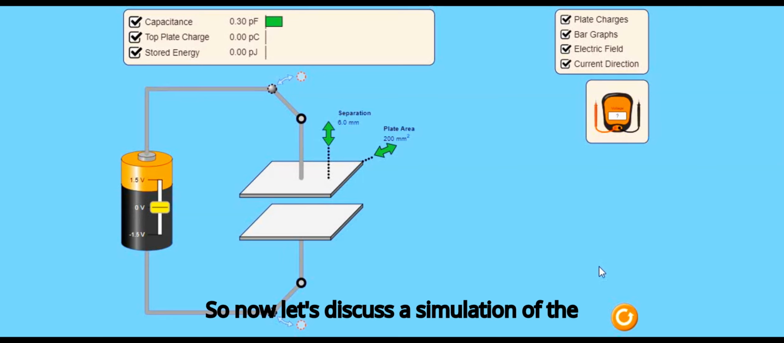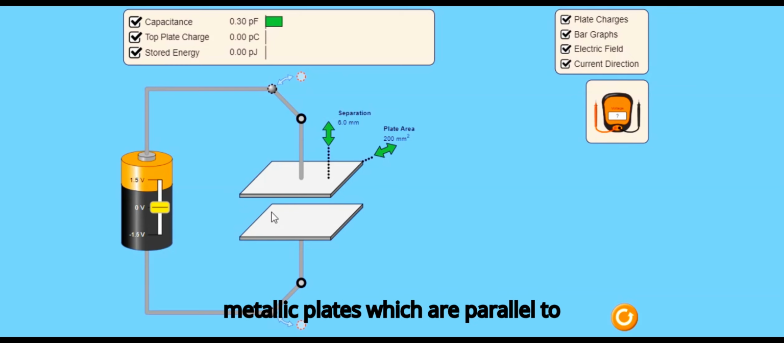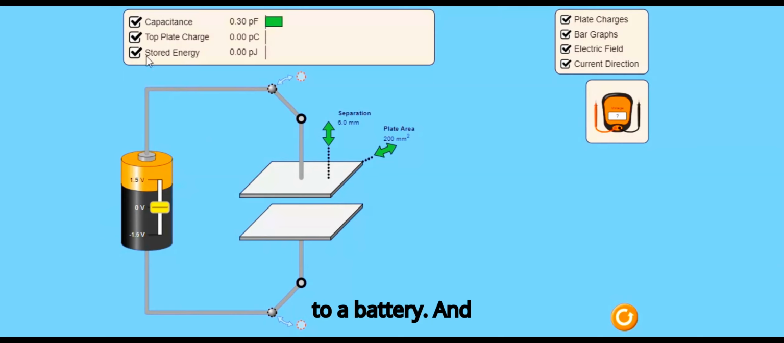So now let's discuss a simulation of capacitors, how they actually work in our daily lives. Here you can see a parallel plate capacitor, which is made up of two metallic plates parallel to each other. The circuit is completed and the capacitor is joined to a battery. And now I am going to charge this parallel plate capacitor.